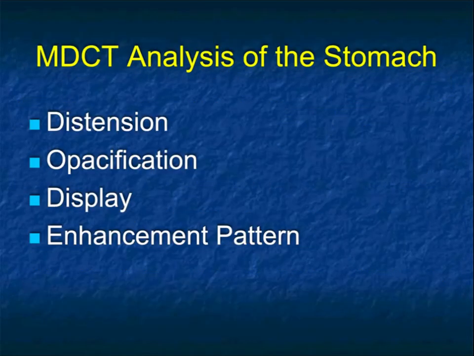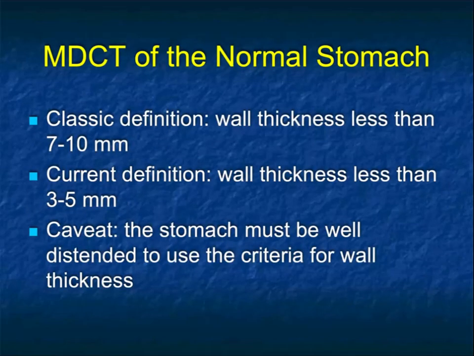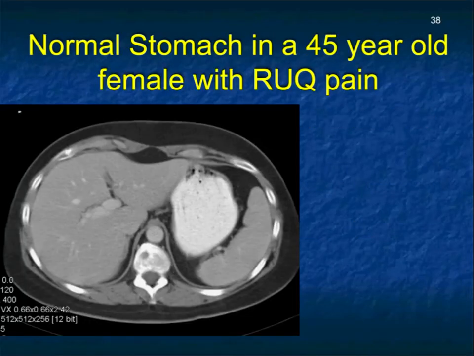But that's only part of what we could do. When I think about the stomach, I always make the point that everything relates to distension, opacification, display, and enhancement pattern. That indeed is the key to what we do. Now, in terms of a normal stomach, it means the wall thickness typically was 7 to 10 millimeters, but the fact is, in my opinion, it's typically under 3 to 5 millimeters. And again, without good distension, you're either going to overcall or undercall pathology.